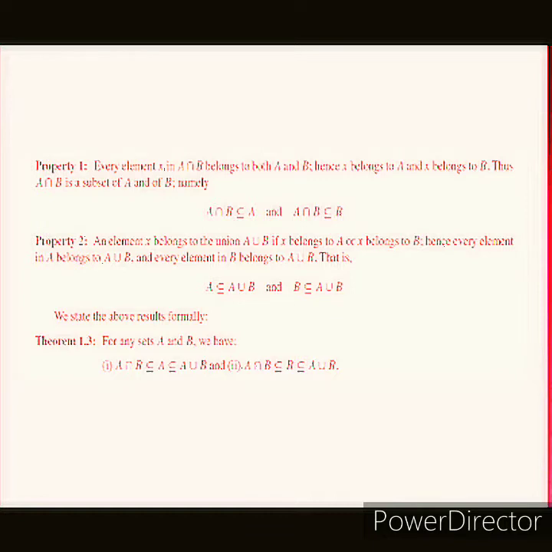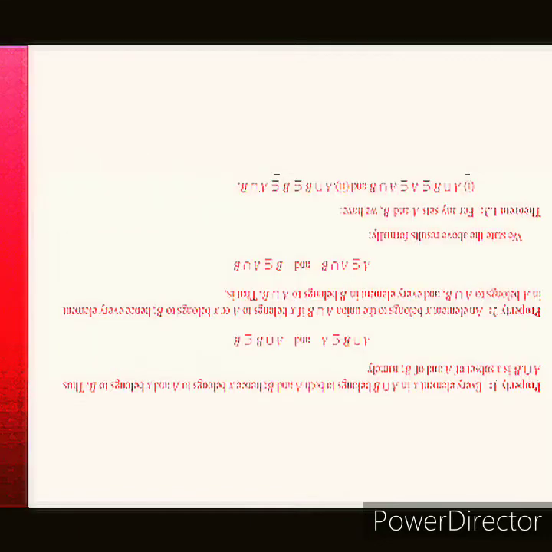And the second property: an element x belongs to the union A union B if x belongs to capital A or x belongs to capital B. So every element in capital A belongs to A union B, and every element in capital B belongs to A union B also. So with that, we can see that A is a subset of A union B and also B is a subset of A union B.